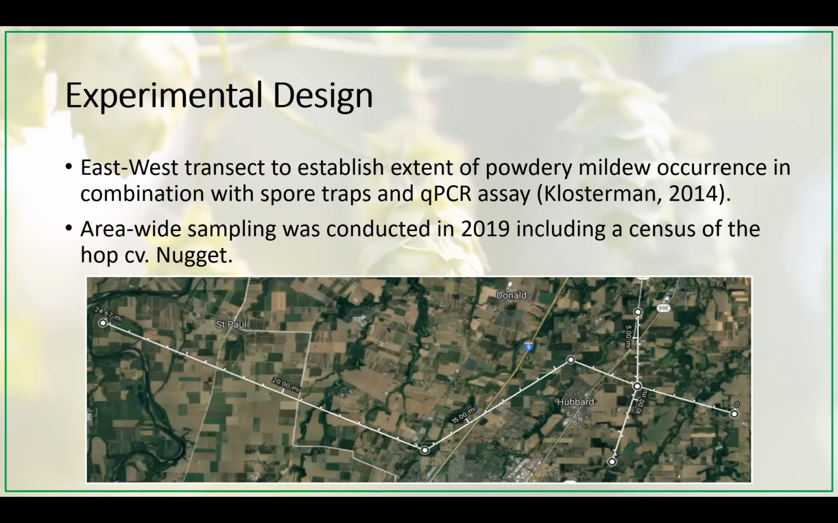We're also doing this along with area-wide sampling that was conducted in 2019, and we're including a census of the hop cultivar Nugget. Nugget is a susceptible cultivar, so the idea there is that if powdery mildew is in the area, hopefully Nugget will have it and we can detect it that way.